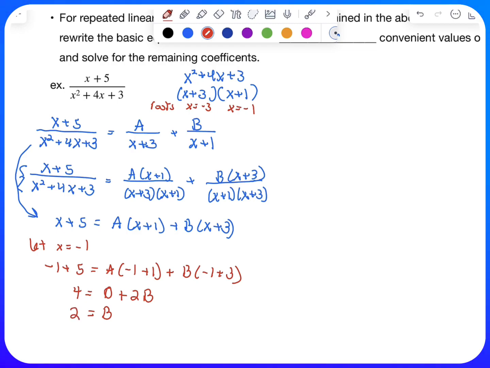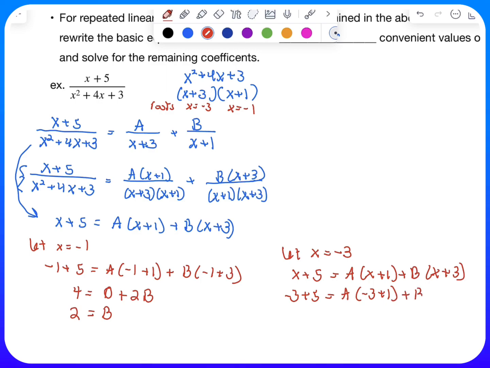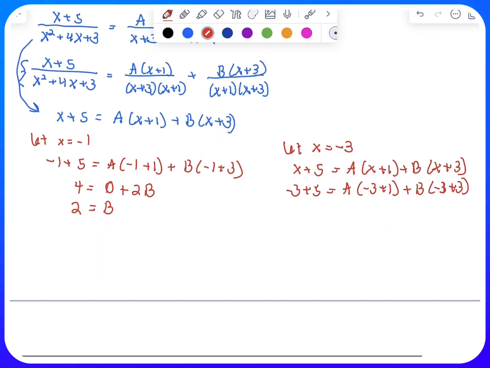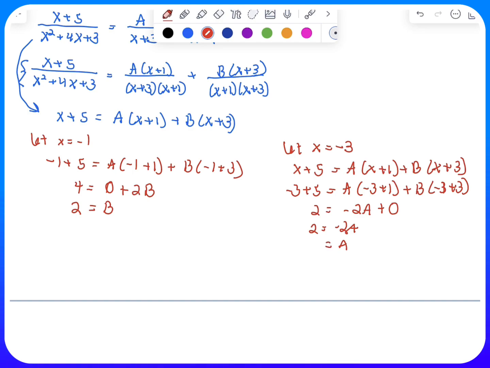Then I'm going to repeat this process with the other root. So again, going to my basic equation, I'm going to replace every x. There's our basic equation with every x replaced with -3. And we'll solve this equation for a. And so we can figure out that a must be equal to -1.